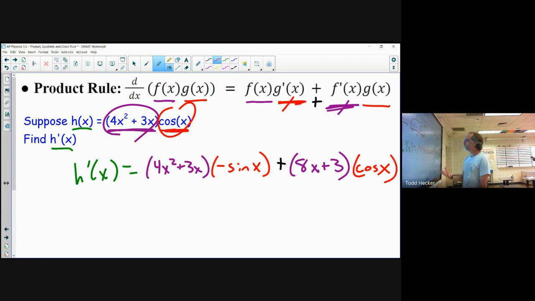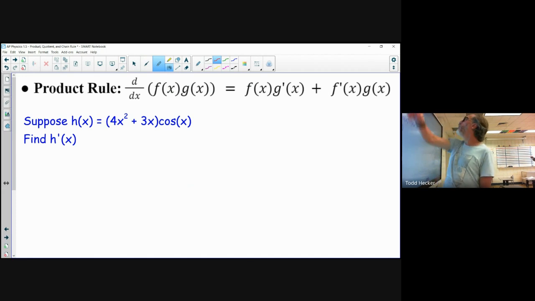And then obviously you could find the value of the derivative at x equals 2. I suppose you could try to find a max or a min by setting this equal to 0, which I probably wouldn't recommend, but theoretically it's a thing you could do. All right, so that is what's called the product rule.